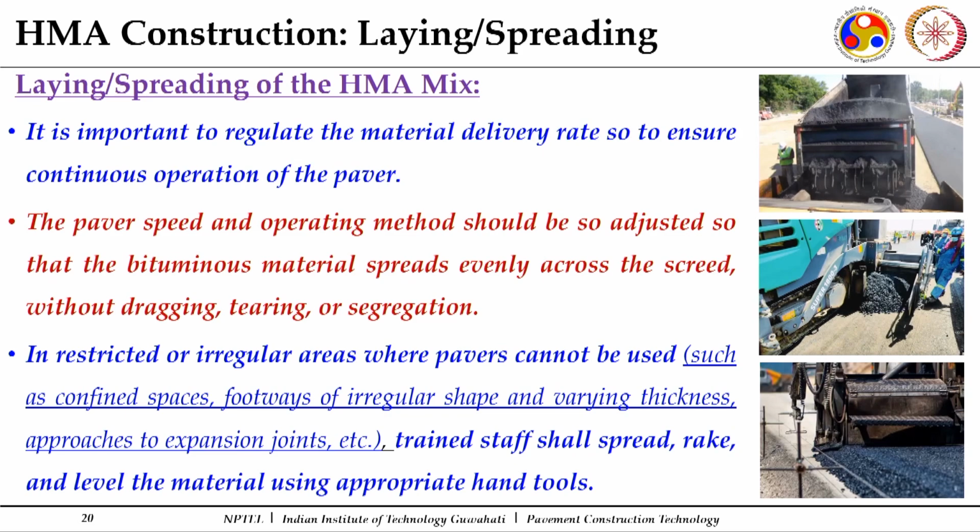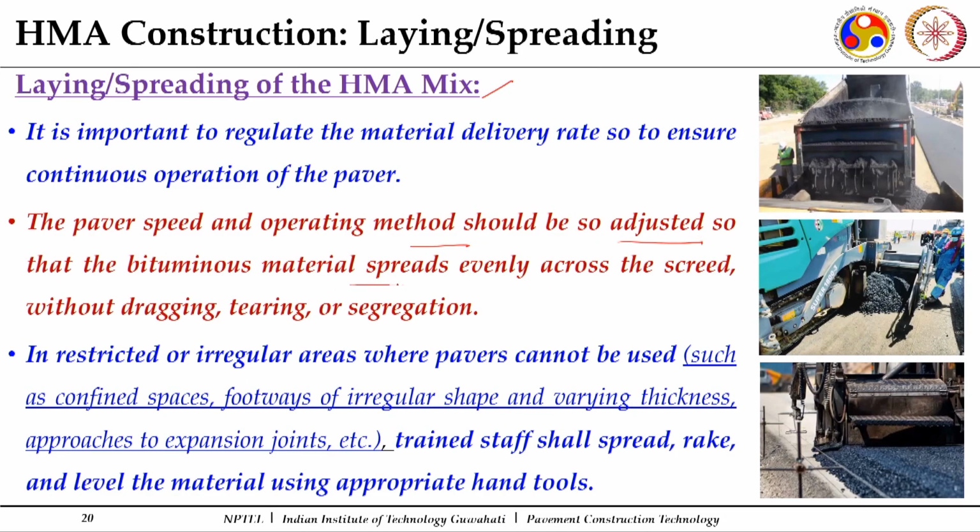What is important during this operation is to regulate the material delivery rate so as to ensure continuous operation of the paver, because this is highly important. There should be a continuous flow of the mix from the plant, matching the paving capacity. There should be no standing of the paver because there is no mix available for laying. The paver speed and operating method should be adjusted so that the bituminous material spreads evenly. Otherwise, if you go at a higher speed, you may push it hard. There should be no dragging, tearing or segregation.